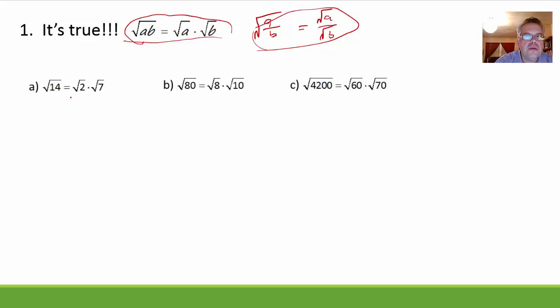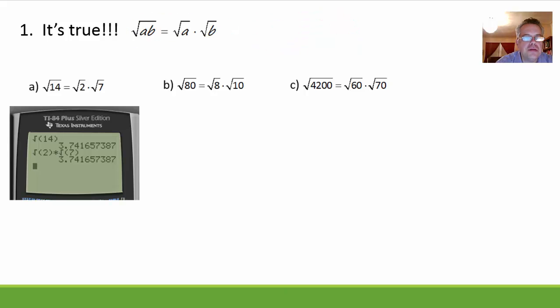So here we're going to verify it, that square root of 14 really is square root of 2 times square root of 7. So if we look at the next slide, here's a screenshot of my TI-84, and it's true. Square root of 14 is 3.7416573887. And if you try square root of 2 times square root of 7, it gives you the same thing. Okay, so square root of 14 looks like it's equal to square root of 2 times square root of 7.